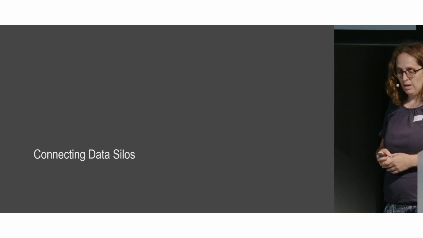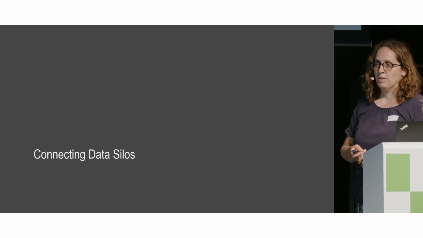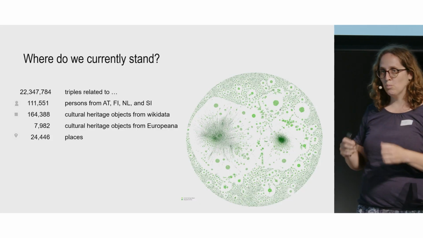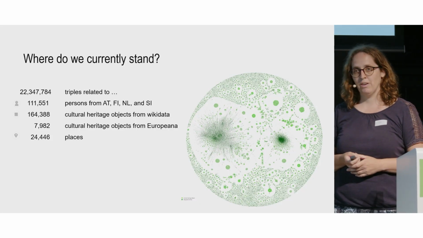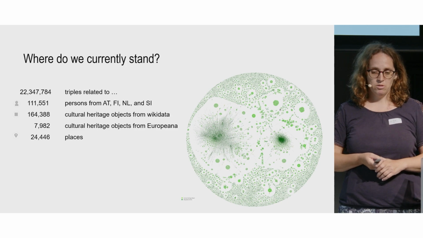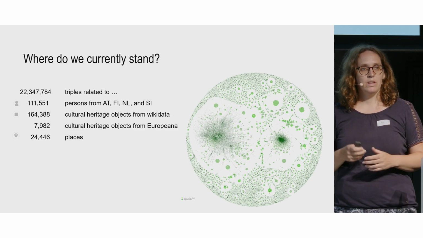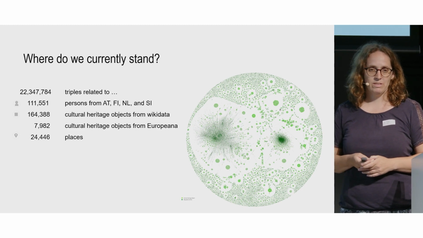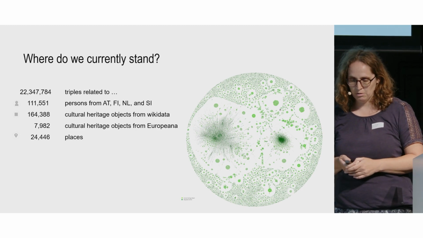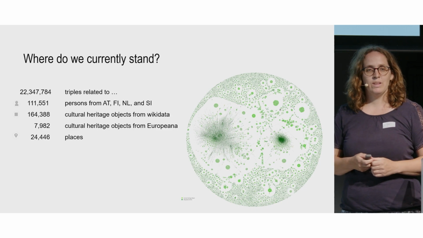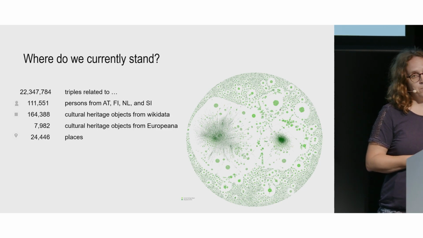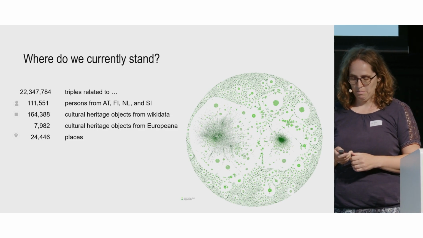So for the first part, connecting data silos, I want to take a deeper look at the knowledge graph that Matthias presented already. He told you how we created the knowledge graph and some of the biases that we have in there. But I want to look at the different kinds of entities that we have in this knowledge graph and the problems that come with them.